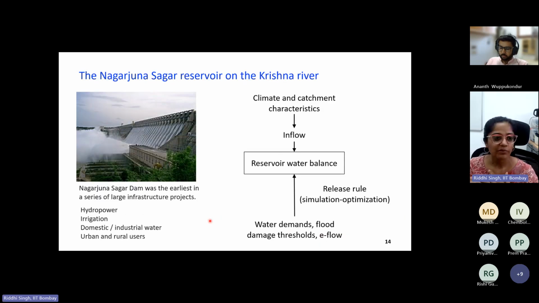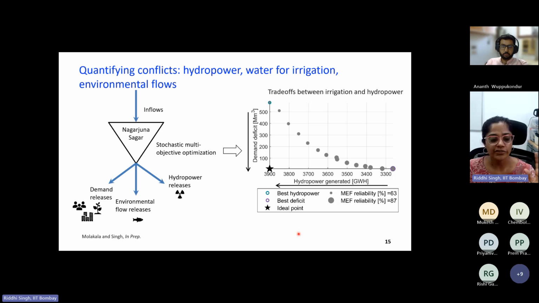So I'll take the example of the Nagarjuna Sagar Reservoir on the Krishna River to show some of the work that we did. This is one of the earliest projects in terms of large infrastructure investments. And the way reservoir operation literature will deal with this problem is we take the inflow data and we have a reservoir water balance, which is simply just add the inflow, subtract any releases, and so on and so forth. And we use an optimization to identify some release rule that optimizes all our goals. So there's a huge body of literature just doing that.